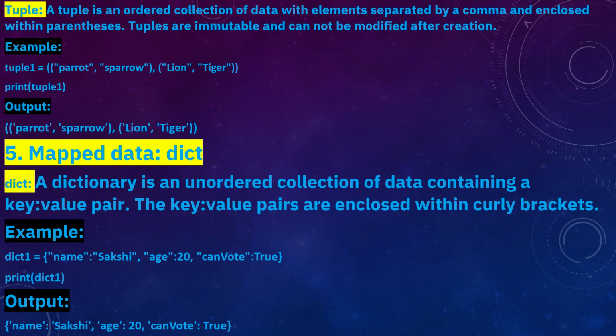5. Mapped data, dict. A dict, or dictionary, is an unordered collection of data containing key-value pairs. The key-value pairs are enclosed within curly brackets. Example: dict1 = {'name': 'Sakshi', 'age': 20, 'can_vote': True}. print(dict1). Output: name: Sakshi, age: 20, can_vote: True.